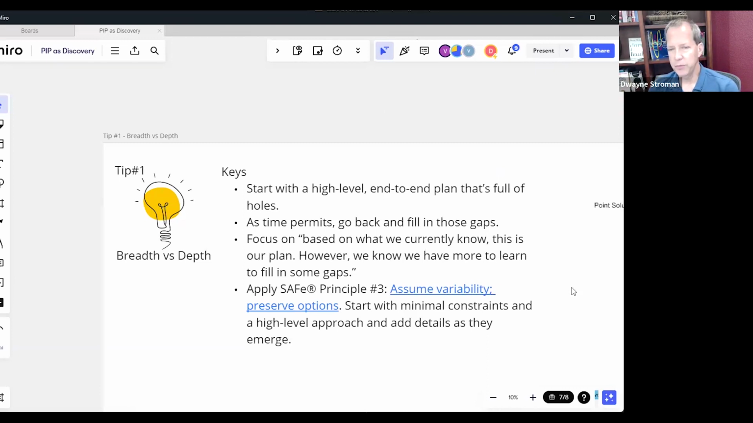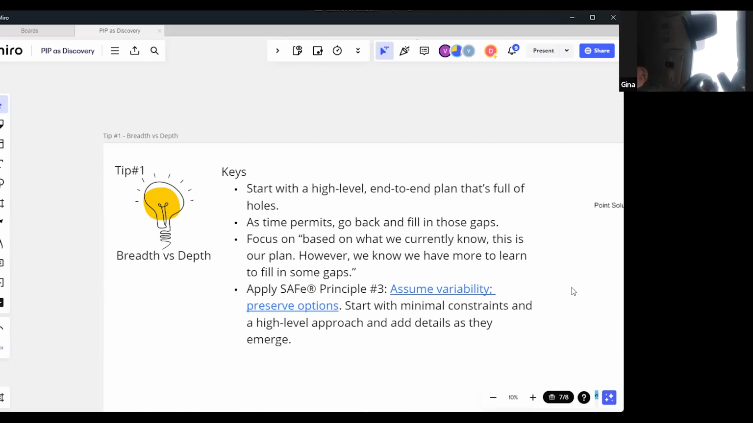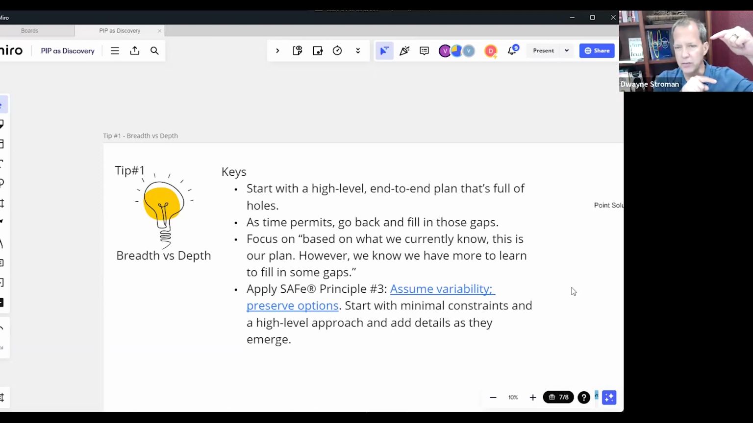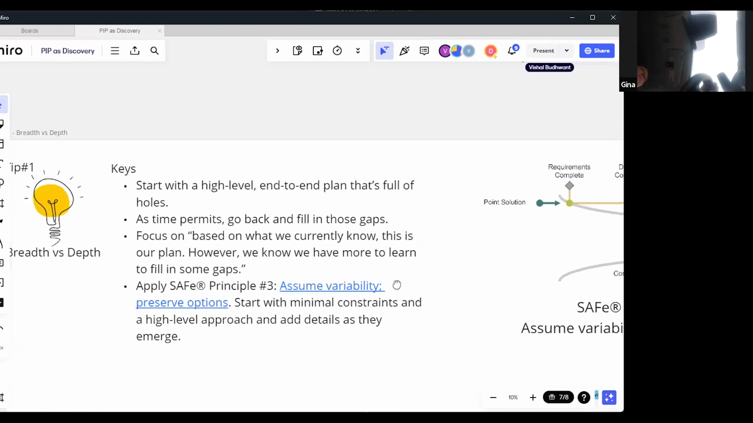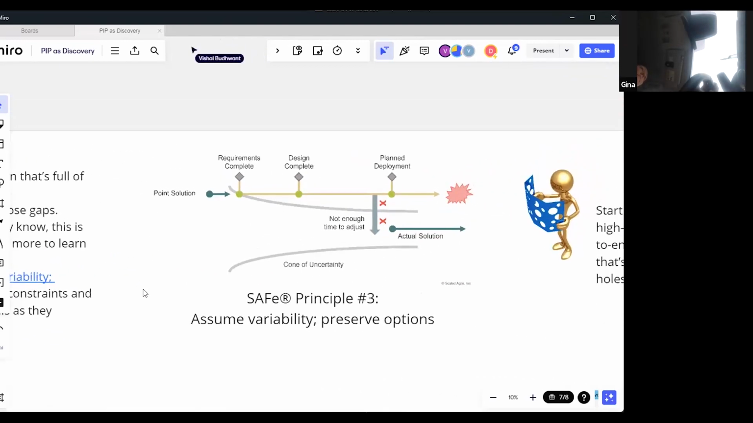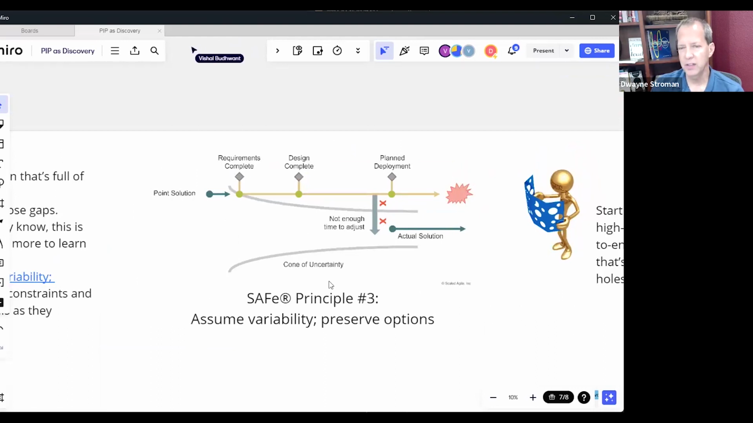Principle number 3 from SAFe: assume variability, preserve options. This is about starting with those minimal constraints and then getting that high level approach. And as that cone of uncertainty narrows, as we have conversations, talk and move forward, we learn more, and we refine and fill those things in. That's where principle number 3, one of the key areas that it's used, is to make sure that we do that breadth versus depth.